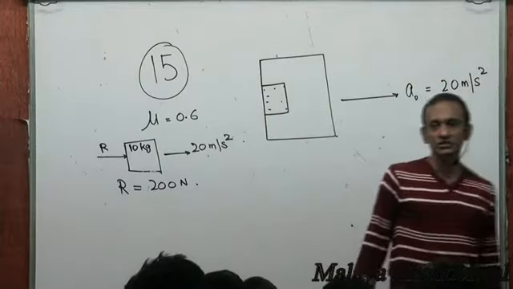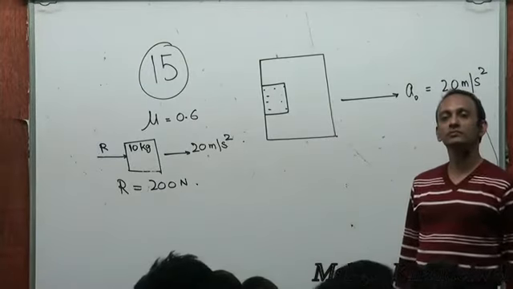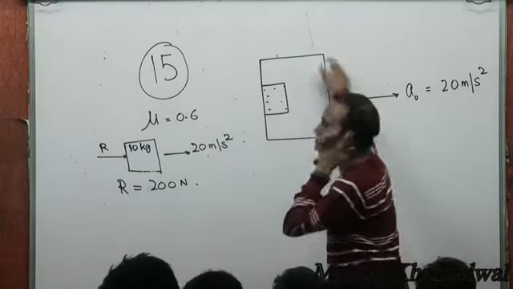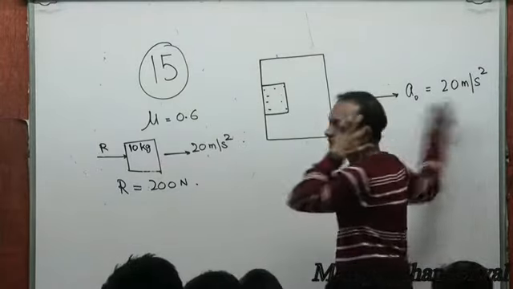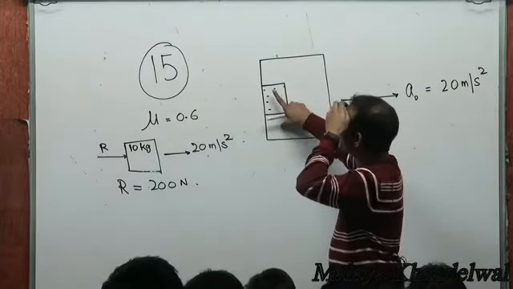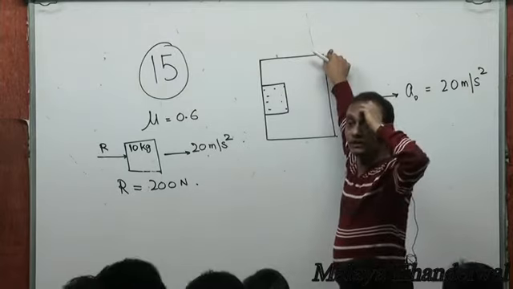R is 200 newtons. Yes, Prince. Now, see, this is the block and this is the frame. This frame is moving to the right with an acceleration of 20 meters per second squared. We will assume that the block does not lose contact with the frame.